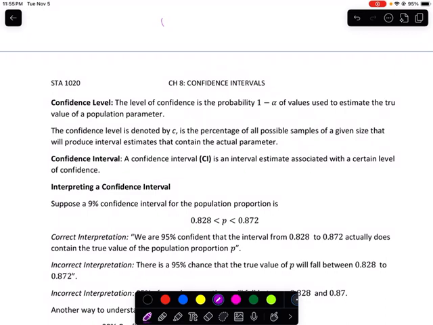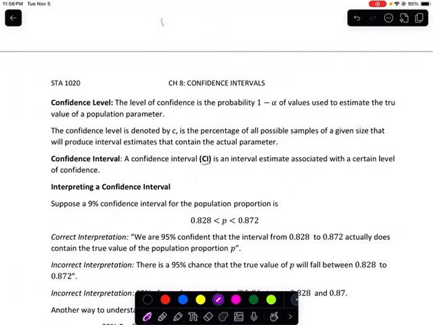The next definition: a confidence interval, which we can often write as CI, is an interval estimate associated with a certain level of confidence. With one number or point estimate, we cannot rely on how well it represents the population parameter. So that's why we look at confidence intervals.